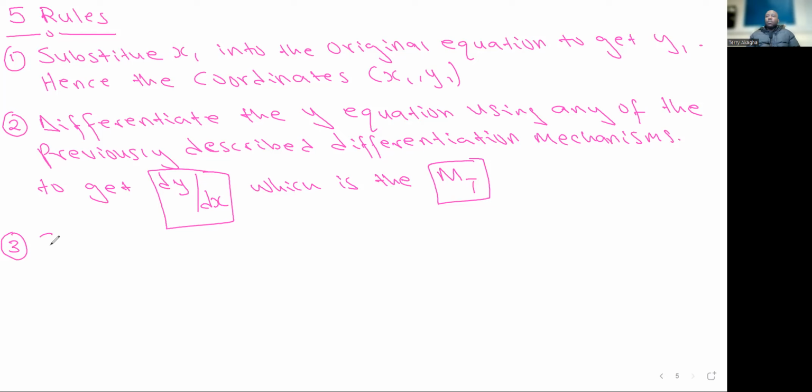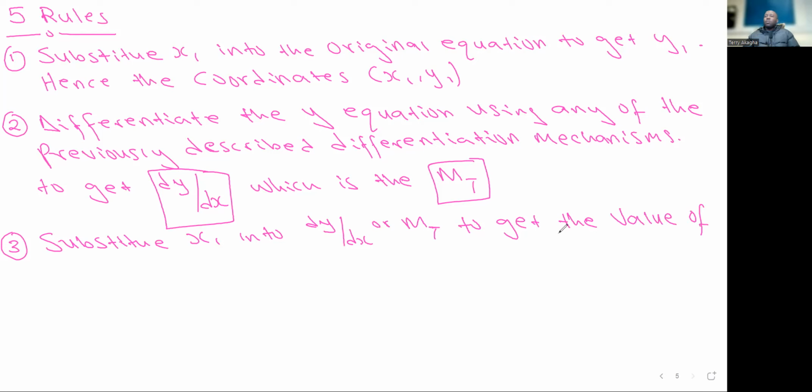Now, when you're done with that, the next thing is to get the value for mt. So what you do, you substitute x1 into the dy over dx, or you can call it mt, anything you prefer. So after you're done finding the dy over dx equation, you then substitute x1 into dy over dx to get the value of mt.